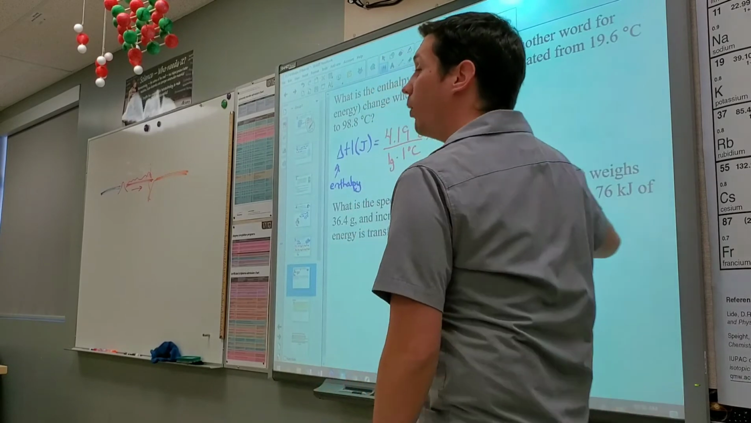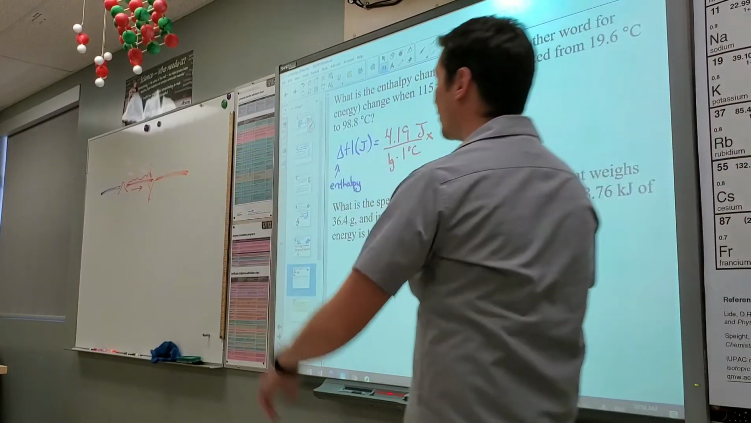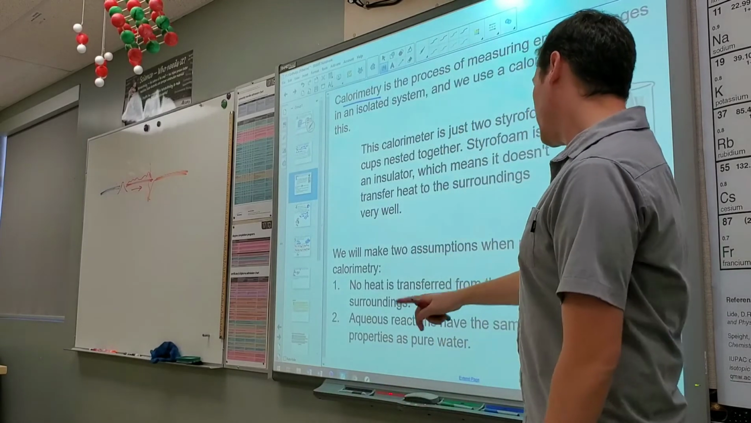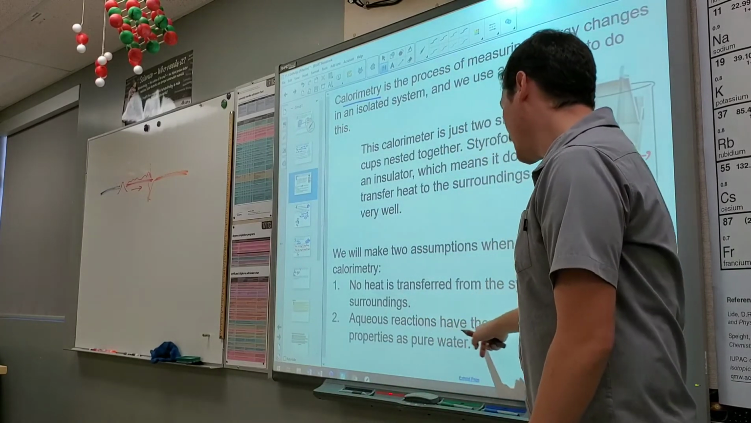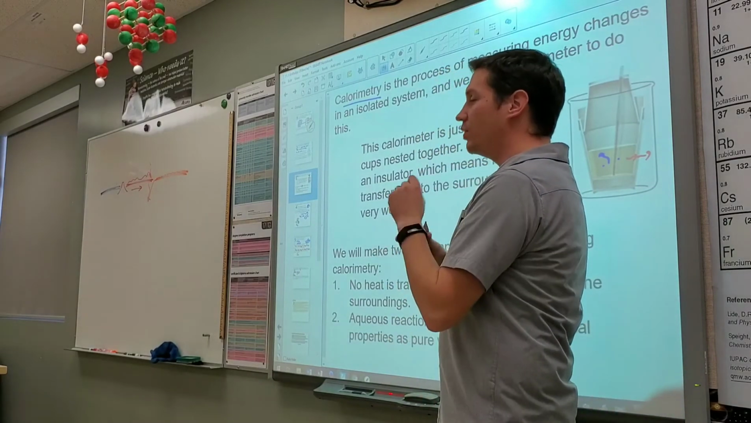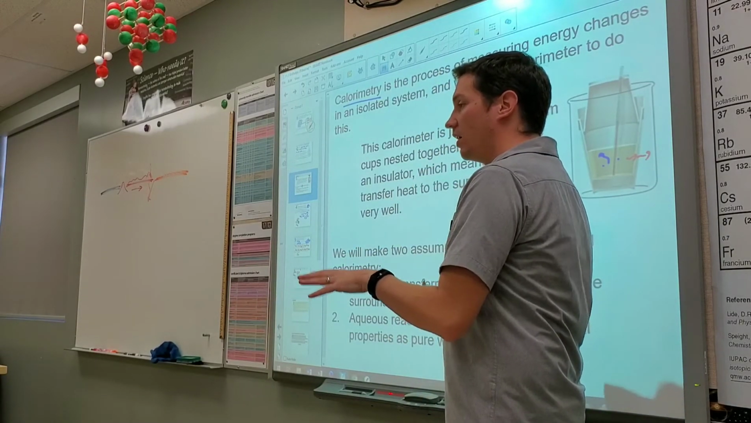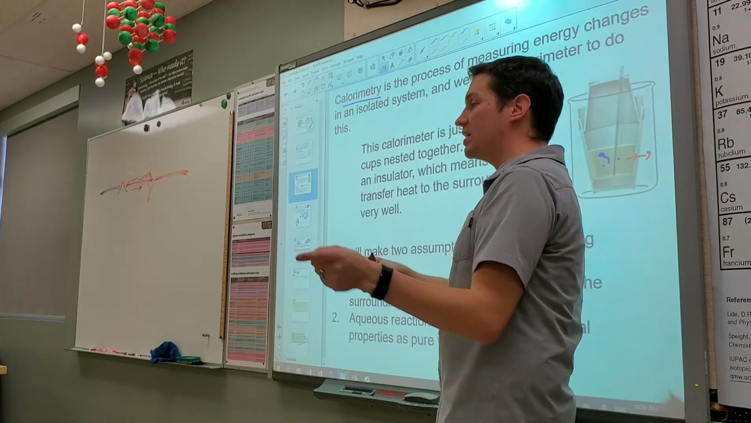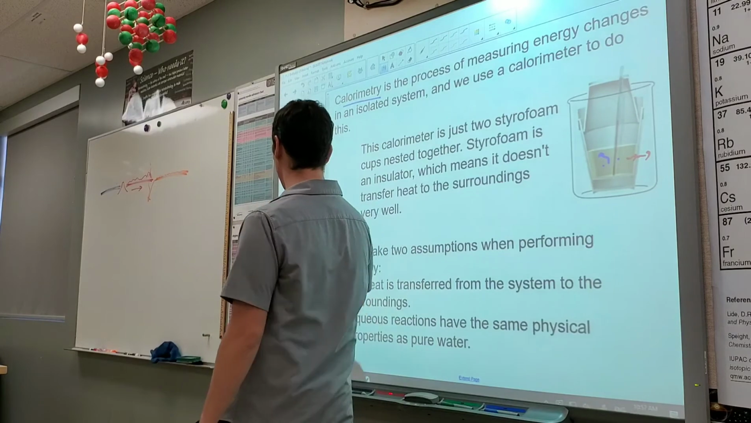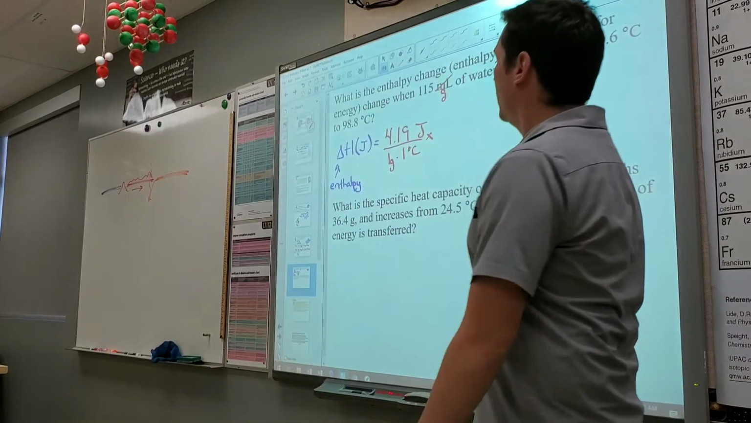So you can't use that rule with any other stuff? No, that's only water. But in calorimetry, I'm going to go back a couple slides. Remember, we're going to assume aqueous reactions have the same physical properties as pure water. So it doesn't matter if you have any aqueous solution at all. If you have 200 milliliters of that solution, you actually have 200 grams. It's not technically true, but we're going to assume that it's true.